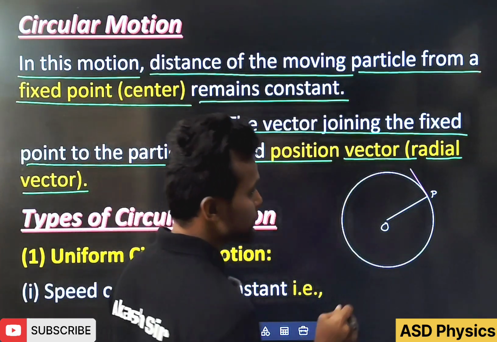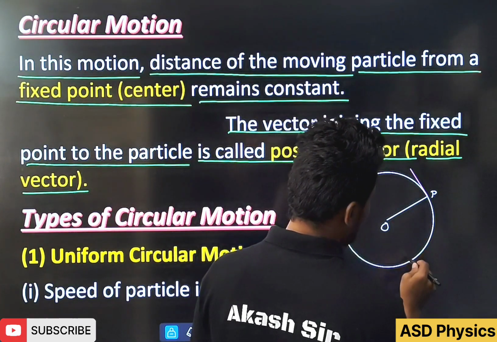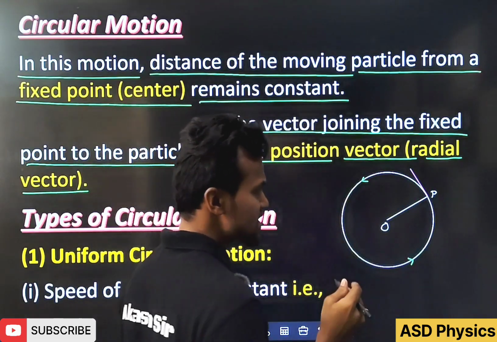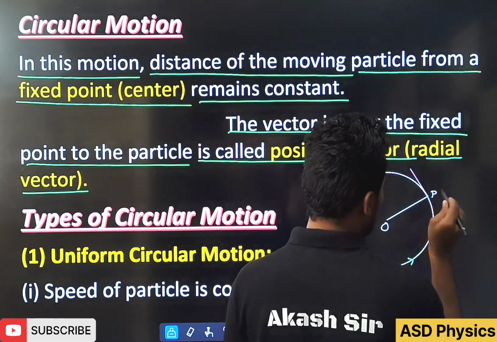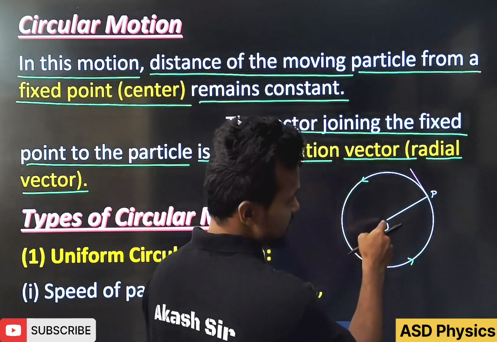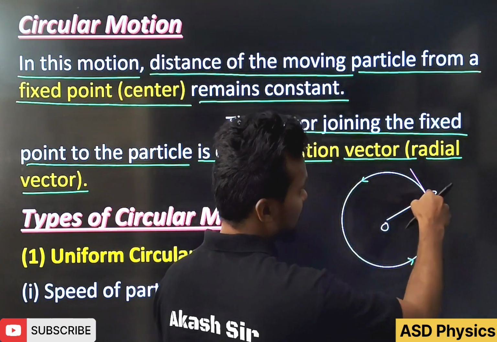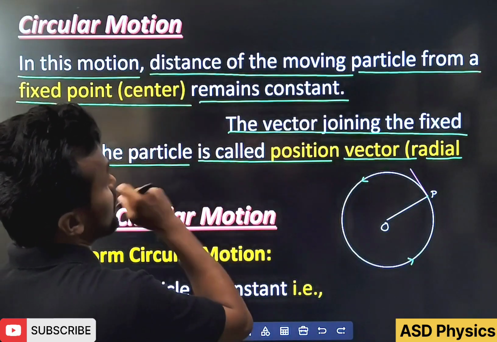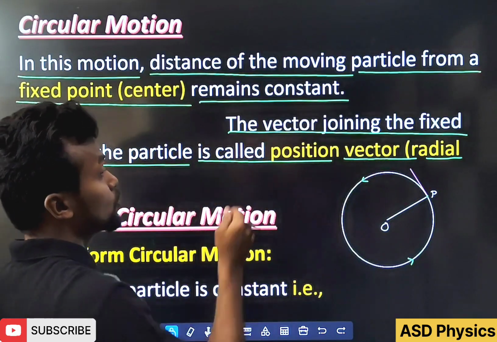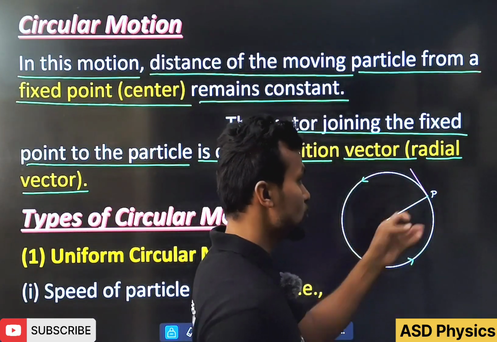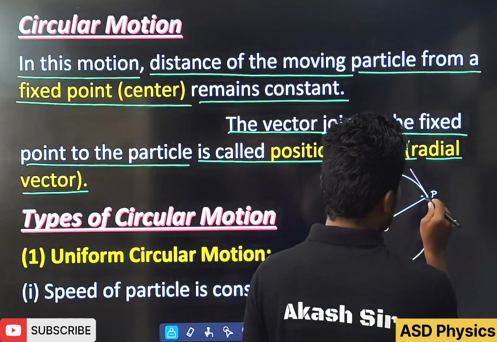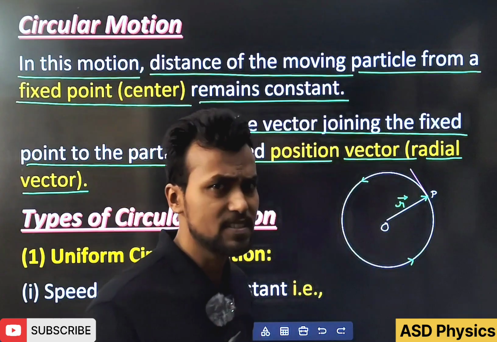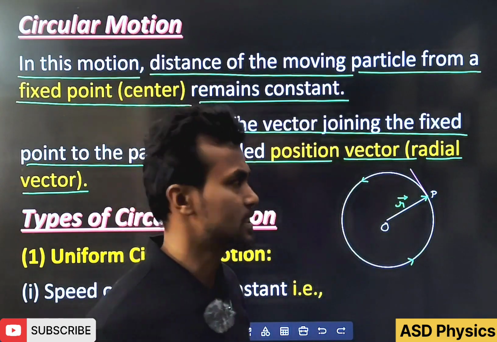So let's take for example, one particle is moving in a circular path like this, in an anti-clockwise direction, and let's take at any instant the particle is here. We know very well this is the center of this circular path and the particle is here. The statement is, the vector joining the fixed point to the particle. So this is the fixed point O and the particle P. This is called the position vector, and if this is a circular path, we can call it the radial vector also.